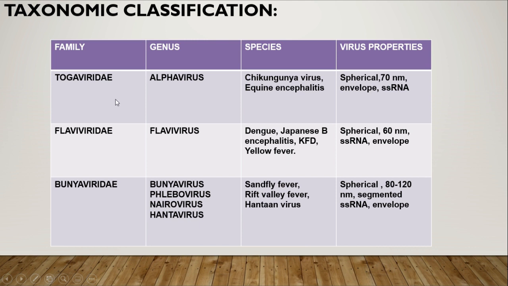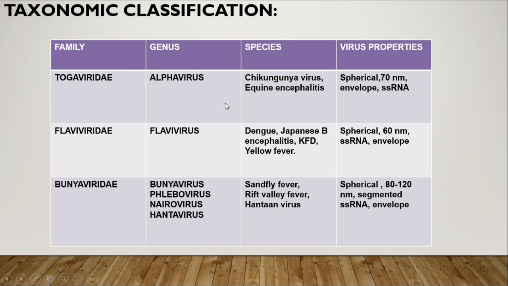Now, if we specifically learn about Togaviridae, we can understand that Togaviridae includes two main viruses: alphavirus, which is the most prominent disease-causing virus, and a few other types of Togaviridae, but they usually cause infections or complications in animal sources. So we'll be focusing mainly on alphavirus.